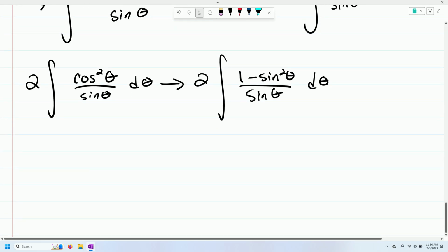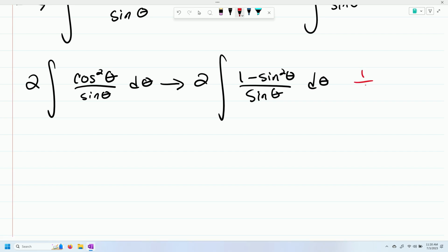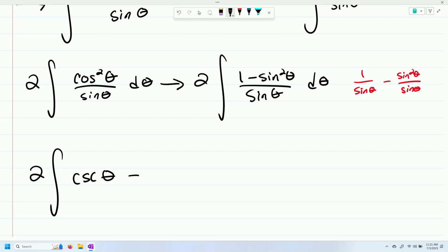And now, if you look at this from left to right, and I'm just going to write the algebra right here, I can rewrite this as 1 minus sine squared theta over sine theta. So I get 2 times the integral of 1 over sine theta, which is cosecant theta, minus sine squared theta over sine theta, which is just sine theta, d theta. And now I've got a really nice integral I can do.